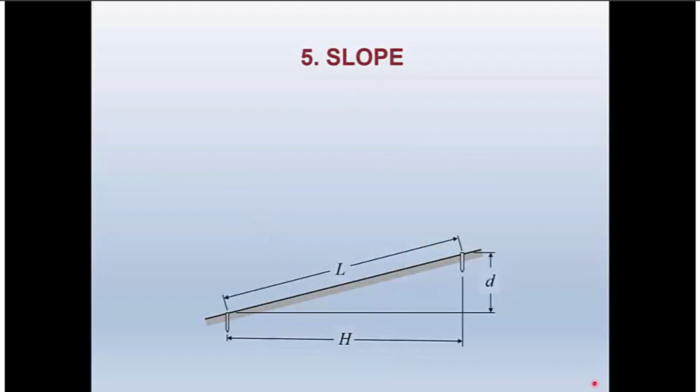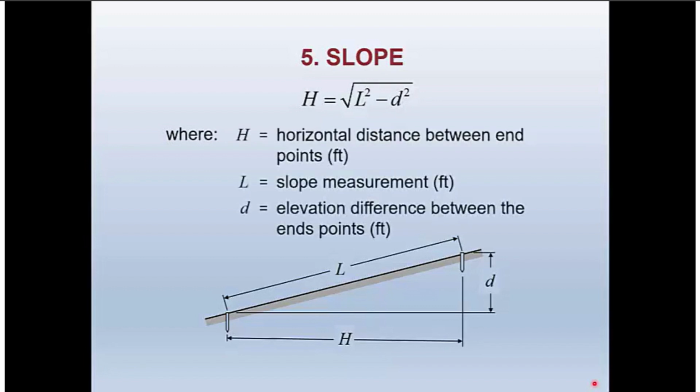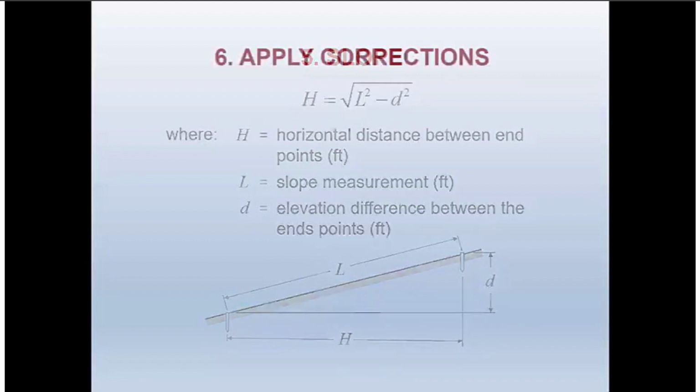Slope correction, we can see from the triangle below that we're just taking the slope measurement of L and we're converting it to a horizontal. And we're going to use Pythagorean theorem to do that. We just solve Pythagorean theorem for the horizontal dimension instead of the hypotenuse side. And D is the elevation difference between the 2 endpoints. So we would need to know the elevation of the 2 endpoints in this particular situation.